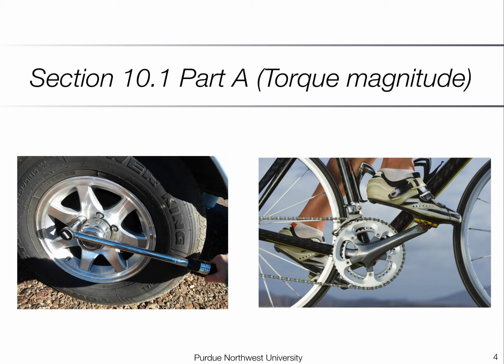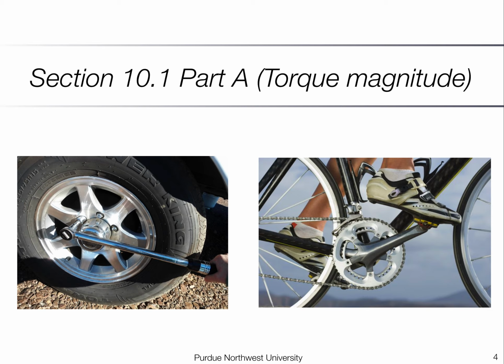Okay, hi everybody. Let's get started with the first section of Chapter 10. This is section 10.1 on the topic of torque. And we have two examples here of torques. On the left, we have a torque wrench causing this bolt to turn. On the right, we have a cyclist pushing down on a pedal, causing the gears to turn. Right? So these are both examples of torque.